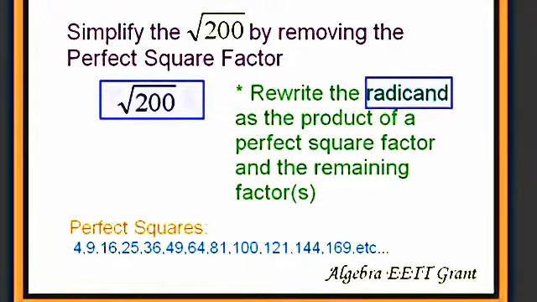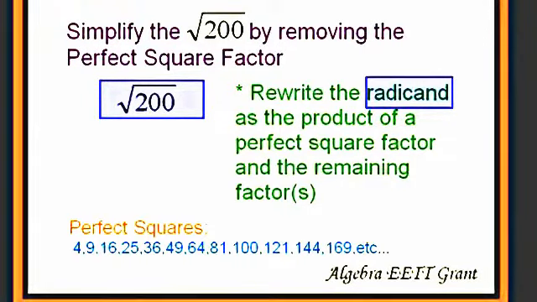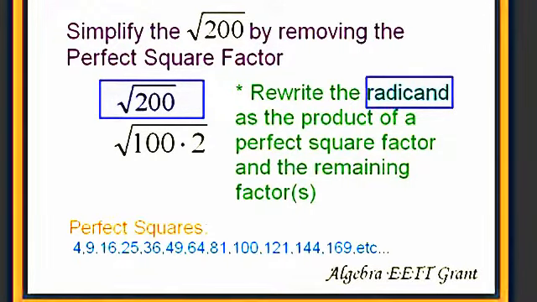So here's what I would do. I would think about all the perfect squares and ask, what is the biggest perfect square that's less than 200 but will go into 200? Well, in this case, it is 100 times 2. 100 times 2 is 200, and 100 is that perfect square factor.